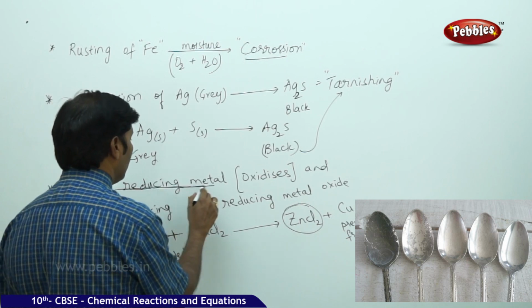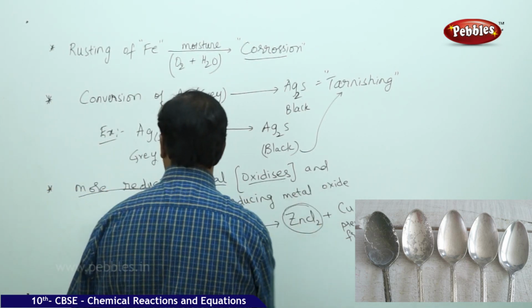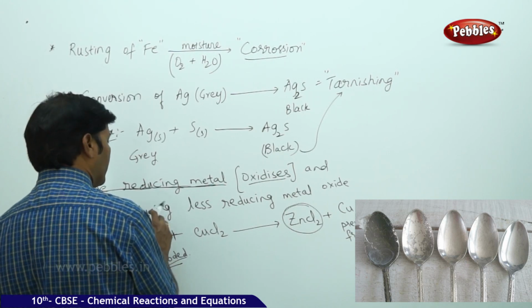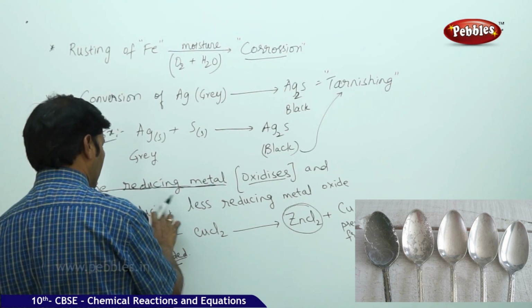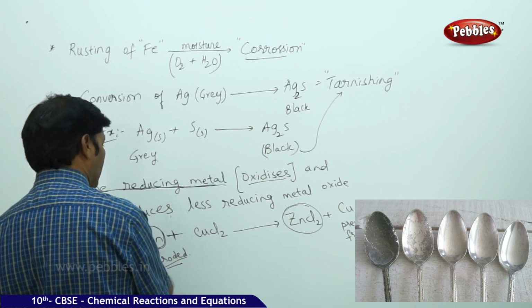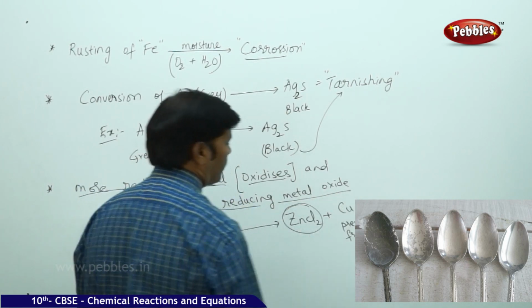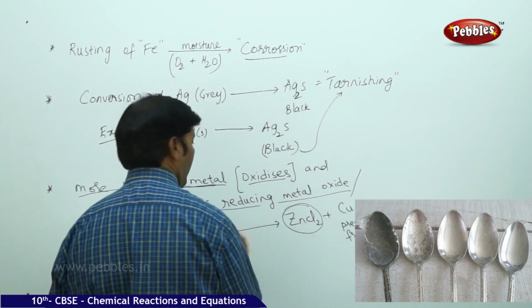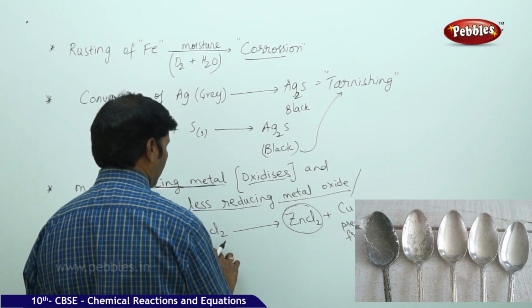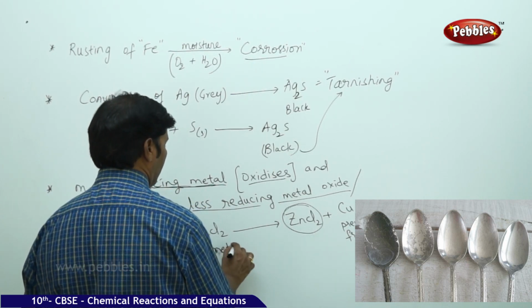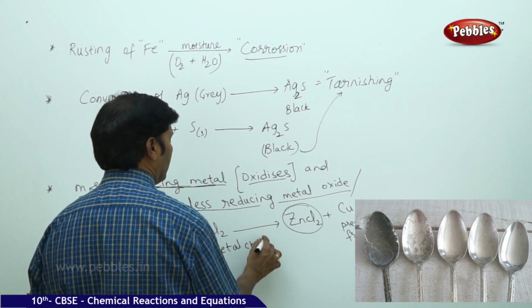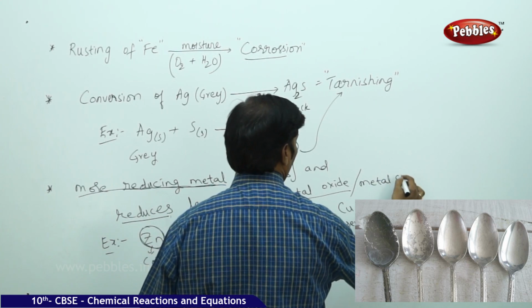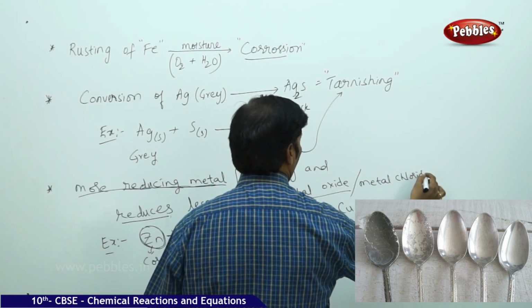More reducing metal gets oxidized and reduces the less reducing metal oxide, or metal chloride, because this is a metal chloride. So this is metal chloride. Metal oxide you can take, or metal chloride you can take.